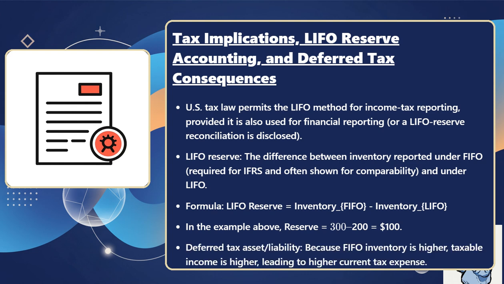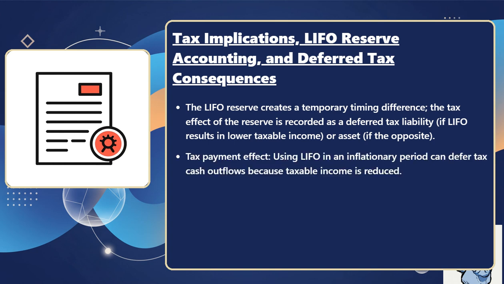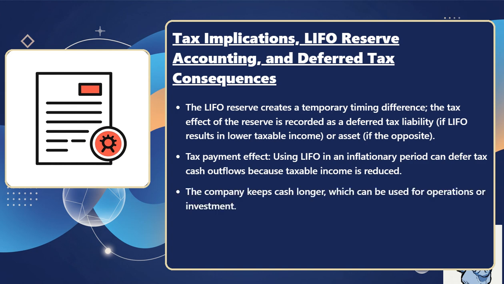Deferred tax asset or liability. Because FIFO inventory is higher, taxable income is higher, leading to higher current tax expense. The LIFO reserve creates a temporary timing difference. The tax effect of the reserve is recorded as a deferred tax liability if LIFO results in lower taxable income, or an asset if the opposite. Tax payment effect: using LIFO in an inflationary period can defer tax cash outflows because taxable income is reduced. The company keeps cash longer, which can be used for operations or investment.